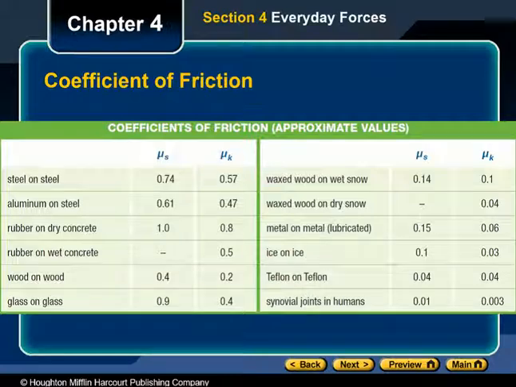The table on the screen here shows some experimental values of mu sub s and mu sub k, the coefficient of static friction and coefficient of kinetic friction, for different materials. Because kinetic friction is less than or equal to the maximum static friction, the coefficient of kinetic friction is always less than or equal to the coefficient of static friction.